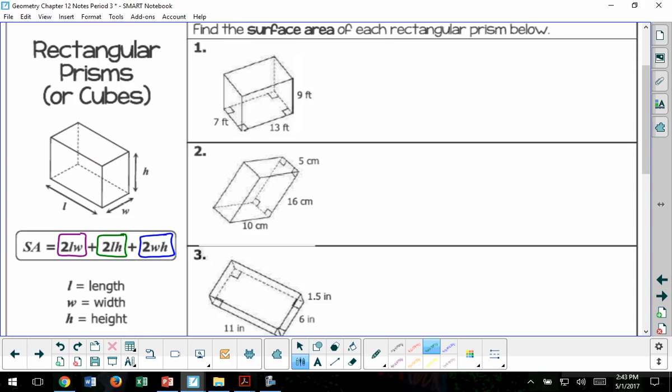For the 2 times the length and the height, that's this part, the front, and then the back. That's what the 2LH is. And then for the 2WH, that's this part. If you notice, that's why I said don't color, because they all start to blend over each other.